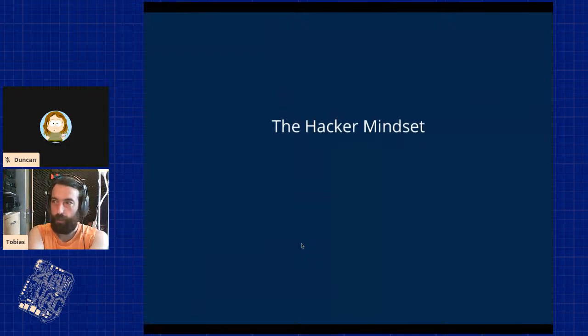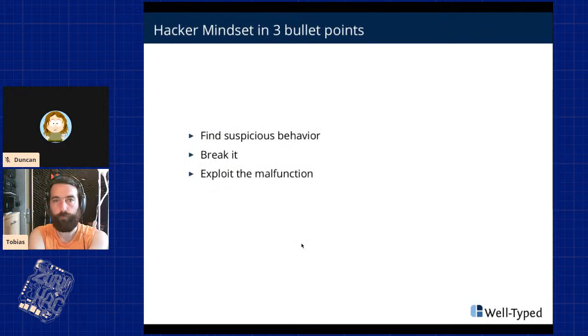Let's dive into the hacker mindset, because that's what we're going to need. How do hackers think? How do they work? How does one attack an information system? Three simple steps. First step is we look at the information system that we want to attack, and we just look for suspicious behavior. Anything that hints at a way that we can make the system do things it's not supposed to do. Just anything that looks suspicious.